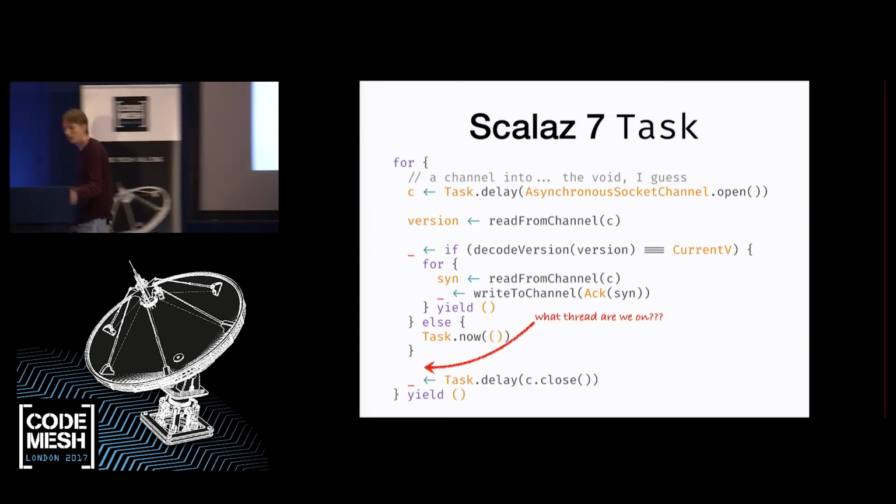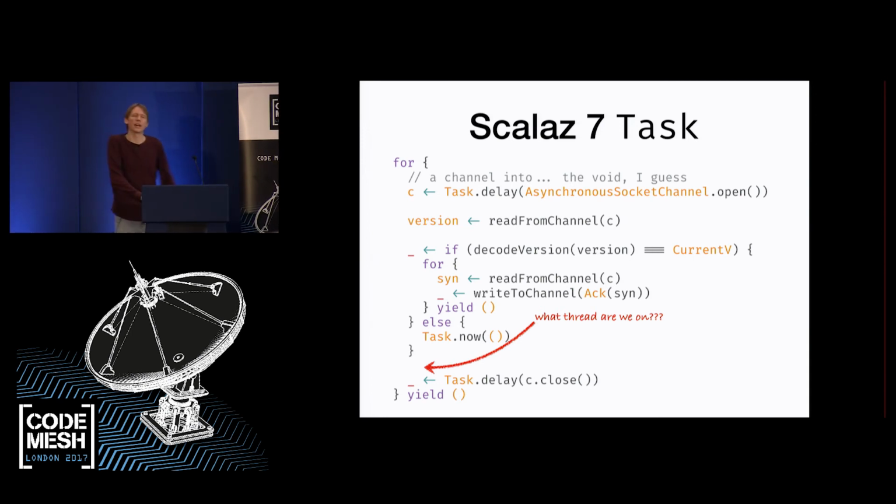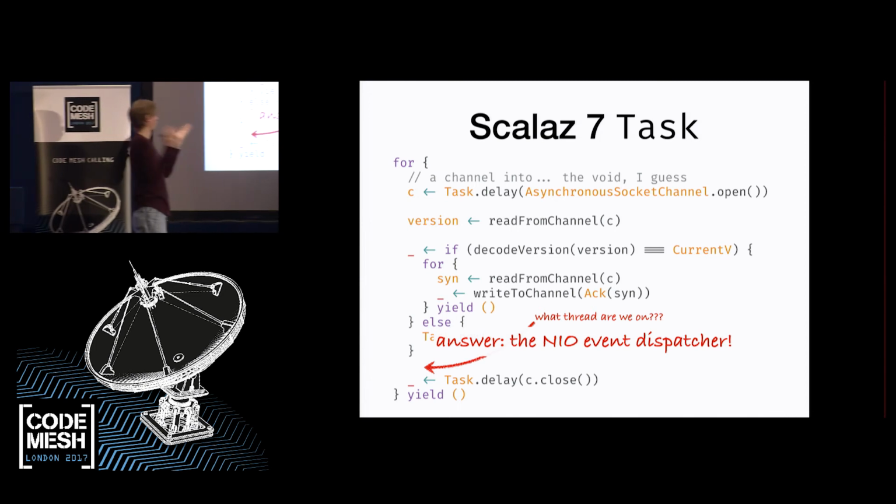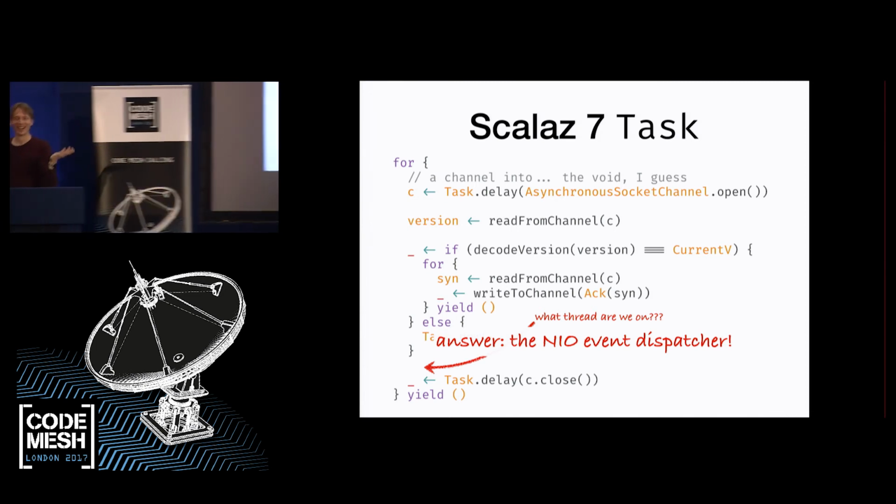And the bug is this: what thread are we on? At this point in the for comprehension, what thread is this scheduled on? Does anybody know the answer? The answer is the NIO event dispatcher thread. Why wouldn't you want it to be on that thread?